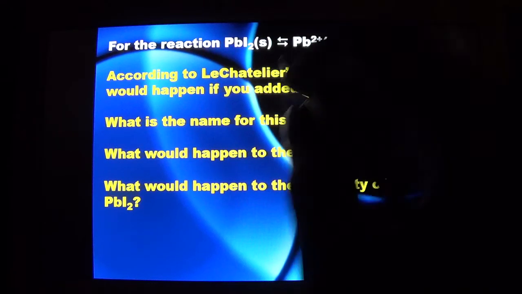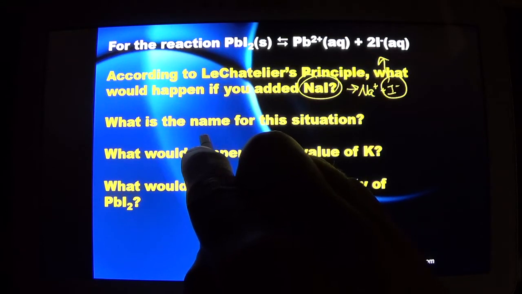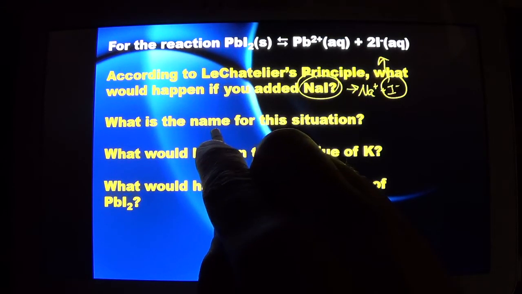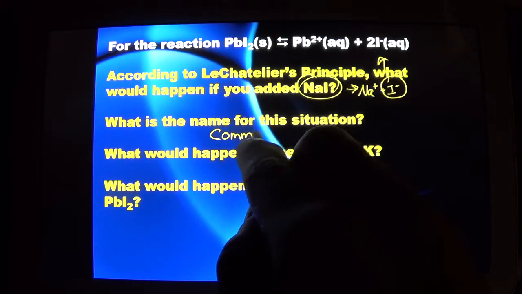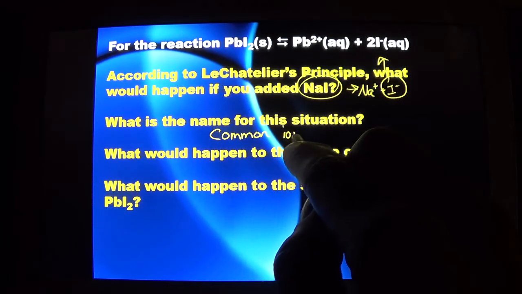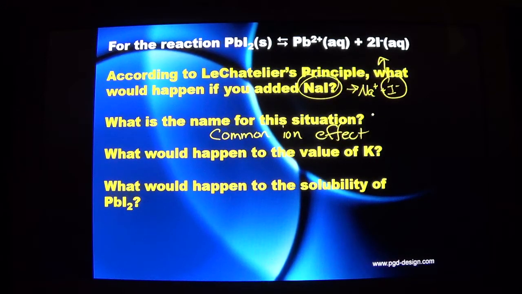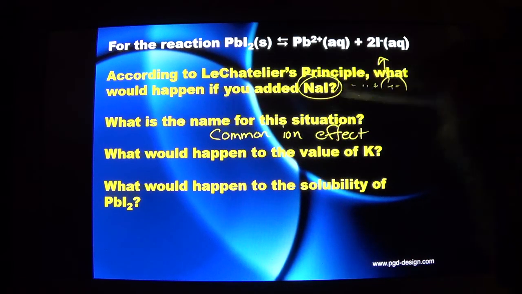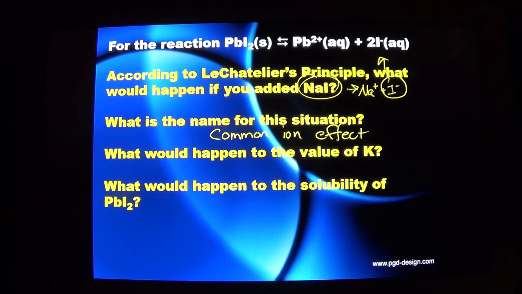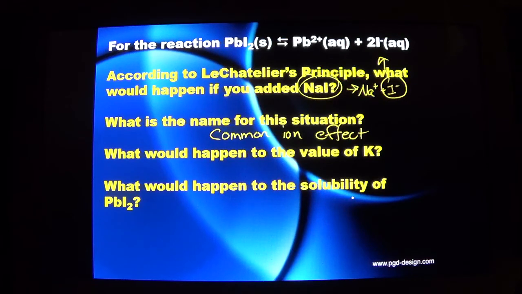So what do we call this situation? Don't expect you to know. I'm just posing that for, let's talk about the vocabulary. We call this the common ion effect. Imagine that. We have an ion in common to both equations, and we call it the common ion effect. Okay, so what is that effect? Well, that's two questions down.